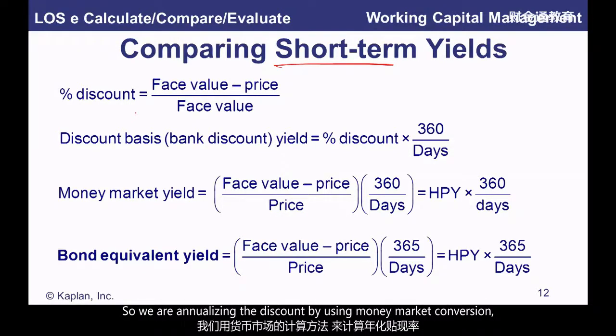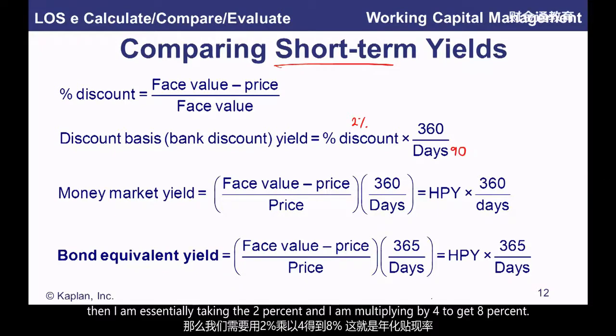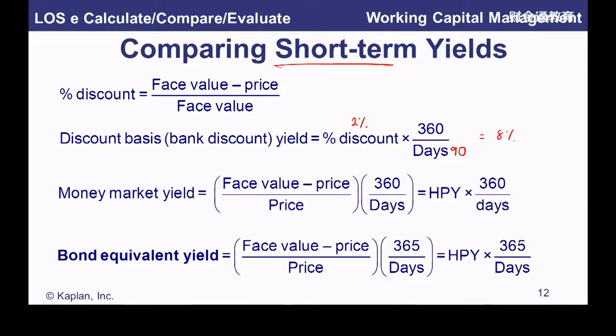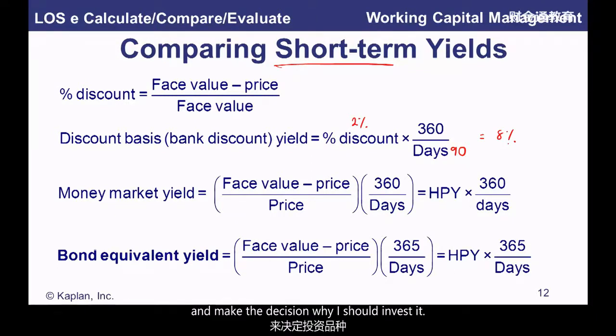So we're annualizing the discount using money market convention, so simple interest, 360 days. So if it's a 2% discount over 90 days, then I'm essentially taking the 2% and I'm multiplying by 4 to get 8%. All right, and I can now compare that discount to another instrument's discount and make a decision on what I should invest in. What else do we have?